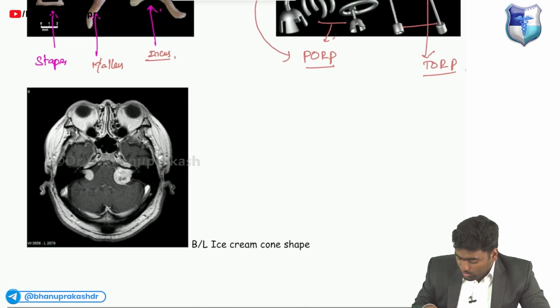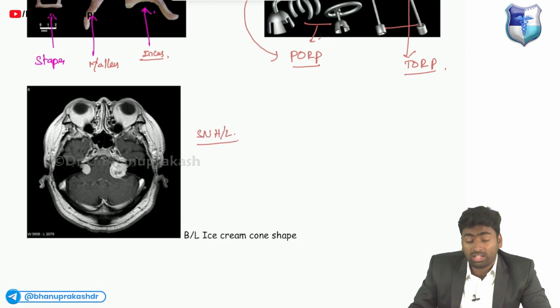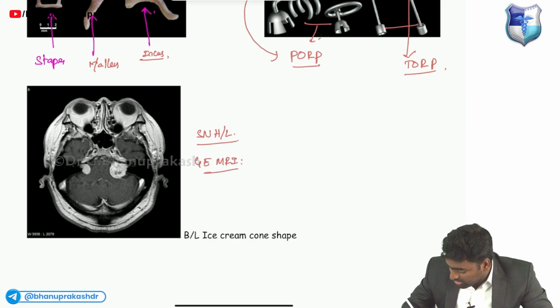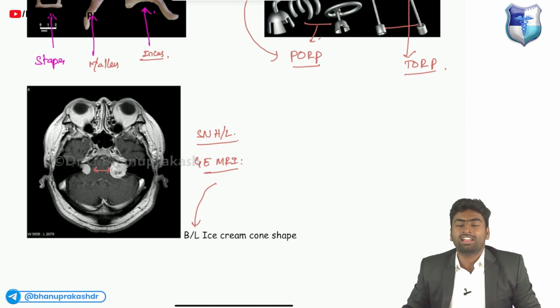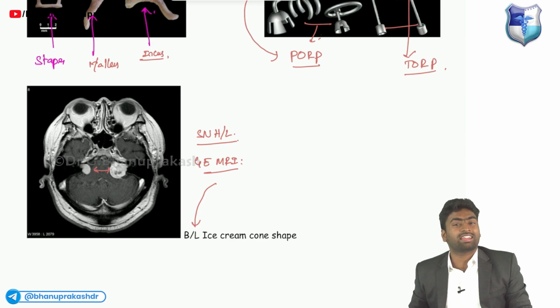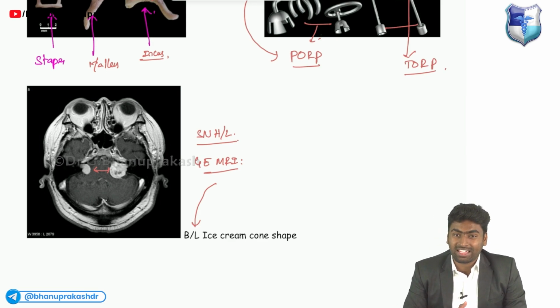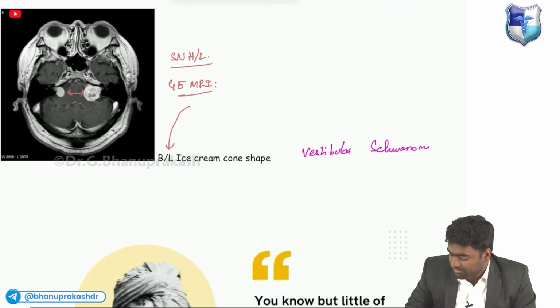And as I told you, you saw a patient presenting with features of sensorineural hearing loss, and you did a gadolinium enhanced MRI, nothing but a contrast enhanced MRI. In contrast enhanced MRI, you will be able to see a bilateral ice cream cone appearance. This will be seen in a case of acoustic schwannoma, also known as vestibular schwannoma. Remember, it is seen in vestibular schwannoma.